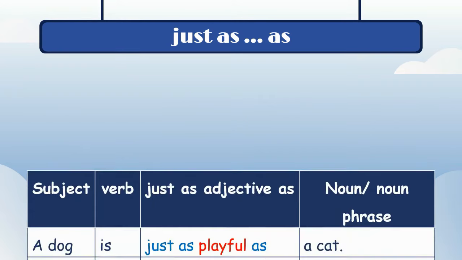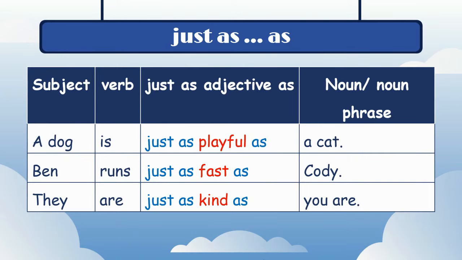To form the sentences, we begin with a subject, followed by verb, just as, adjective, as, and noun or noun phrase. For example, a dog is just as playful as a cat. Ben runs just as fast as Cody. They are just as kind as you are.